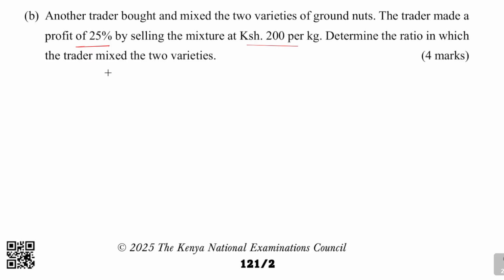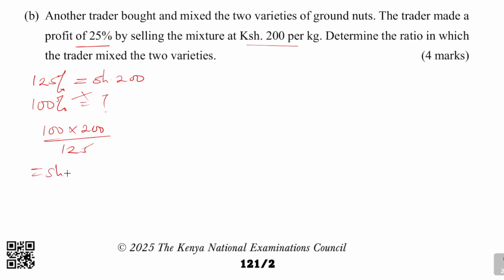So these 200 shillings represent 125%. That is after making the profit. The cost price is 100%. Then after making the profit, it will be 125%. So 125% represents 200 shillings. So what about the cost price of 1 kg of the mixture, which is 100%? Just cross multiply: 100 times 200 divided by 125, and this gives the cost price to be 160.